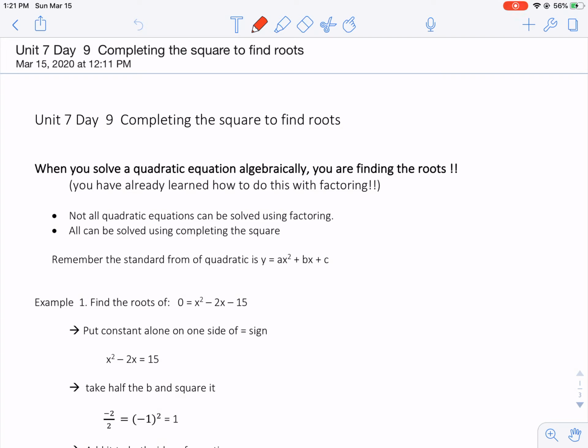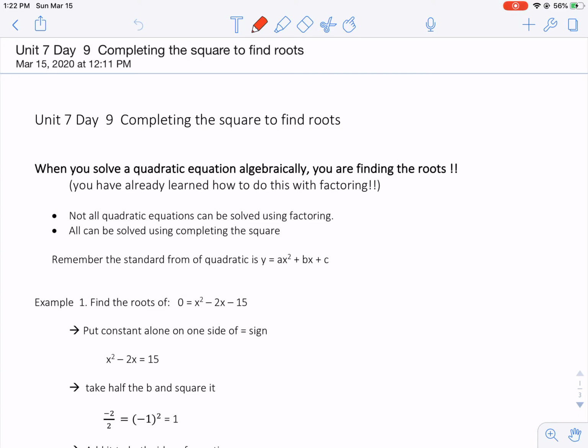Some quadratics can be factored, but not all of them. The method that you learned on Unit 7, Day 8 is only for specific kinds of quadratics. It tends to provide a little bit of a shortcut if you can do it that way, but again, it won't work for all of them. So there are two methods that work for all of them. One is called completing the square, which is this lesson, and another one's the quadratic formula, which is the next lesson.